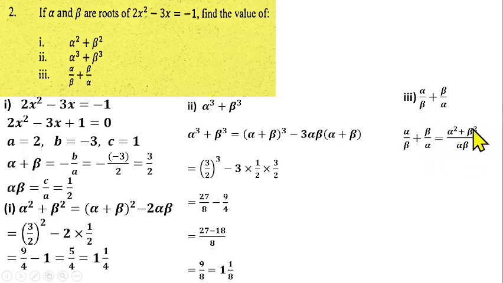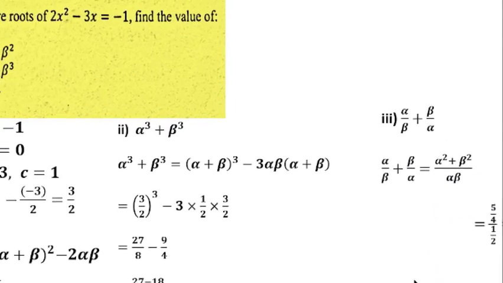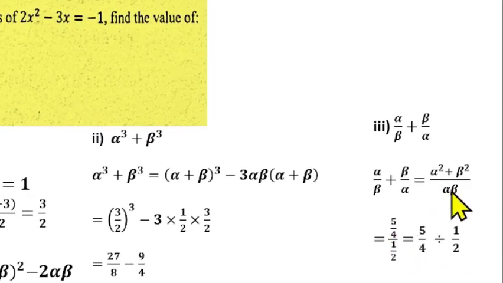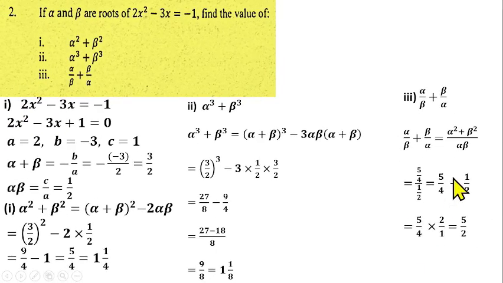So we know the value of the numerator, which is the answer we got here, 5 over 4. If you substitute that here, we have 5 over 4 divided by alpha beta, which is 1 over 2. You can change this division to multiplication, that gives 5 over 4 times 2 over 1. Then 2 can go into 4 here, that gives 5 over 2. If you simplify further, that should give us 2 and 1 over 2. So that's the solution for question number 2 also.